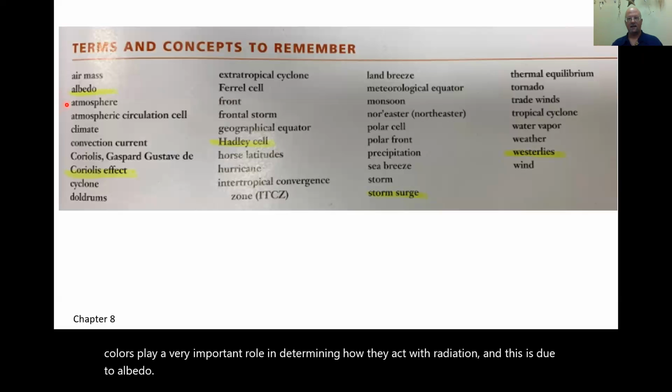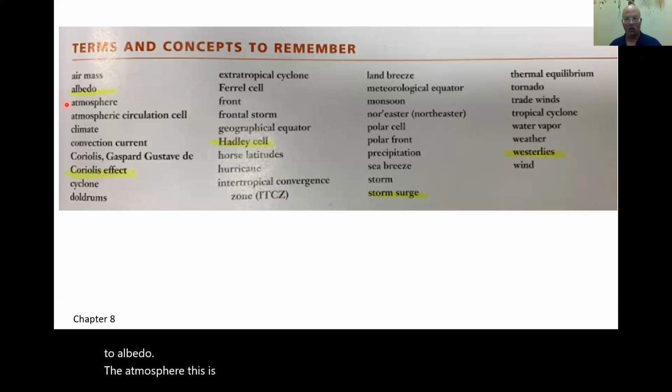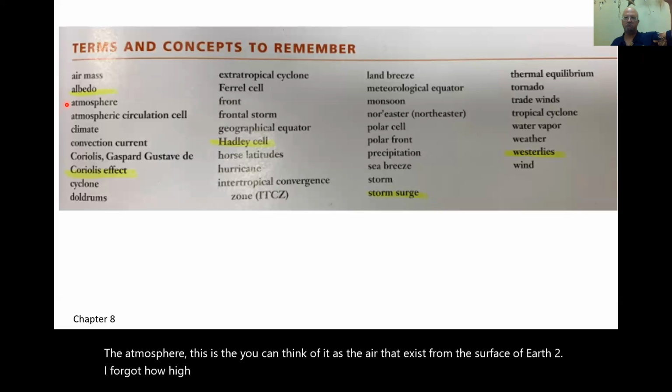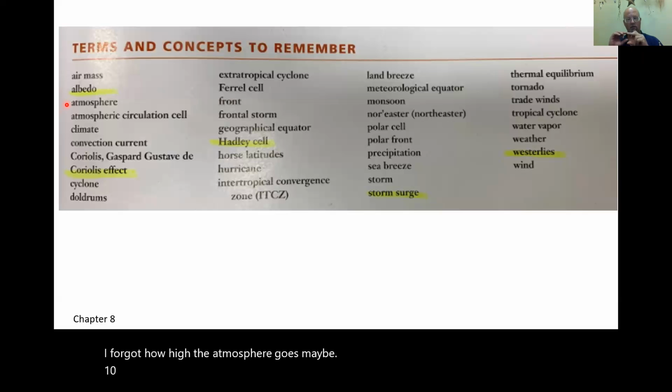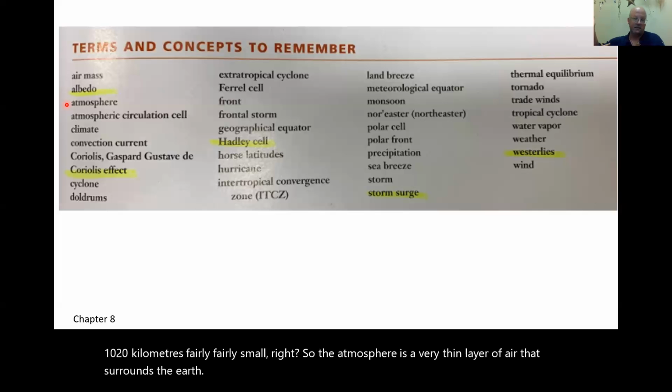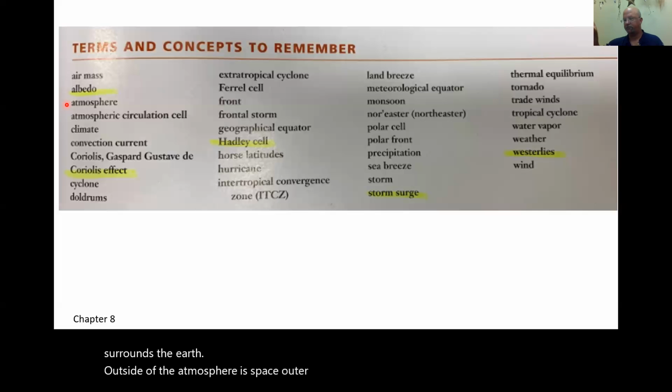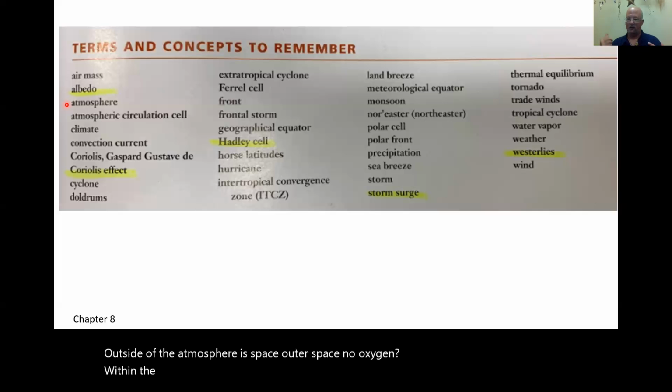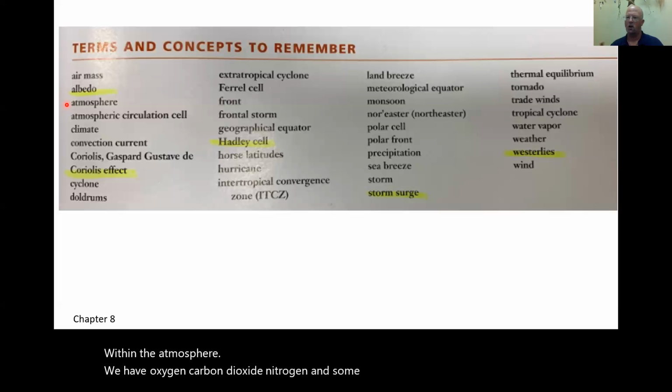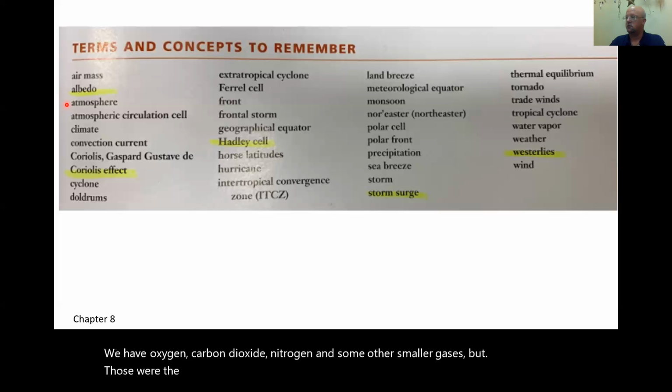The atmosphere, you can think of it as the air that exists from the surface of Earth to, I forgot how high the atmosphere goes, maybe 10, 20 kilometers, fairly small, right? So the atmosphere is a very thin layer of air that surrounds the Earth. Outside of the atmosphere is space, right? Outer space, no oxygen. Within the atmosphere, we have oxygen, carbon dioxide, nitrogen, and some other smaller gases, but those were the three main ones.